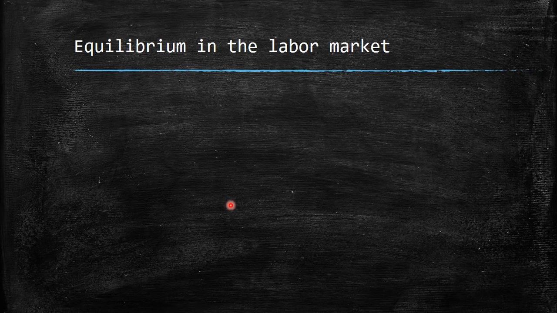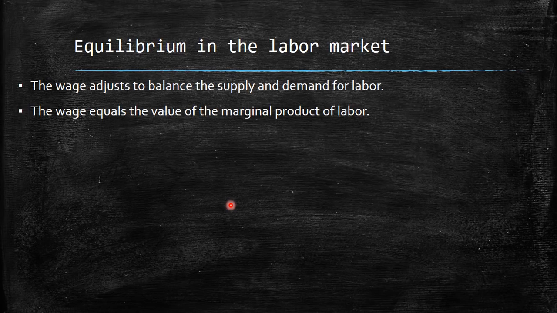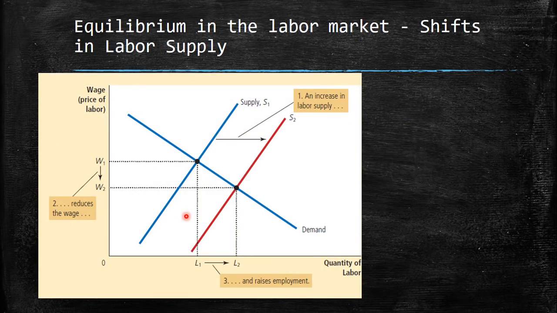So then we can start to discuss the equilibrium in the labor market. The wage, the price, adjusts to balance the supply and demand for labor. Remember that the wage is equal to the value of the marginal product of labor. This is the profit-maximizing condition for the producer. Here we have it again. This is the equilibrium wage, when supply and demand are exactly the same.